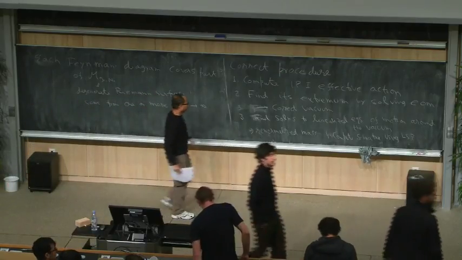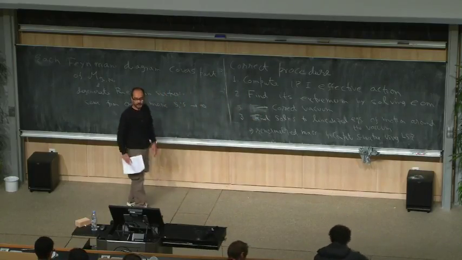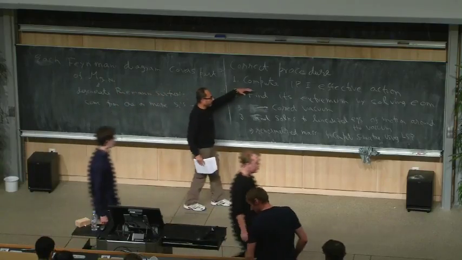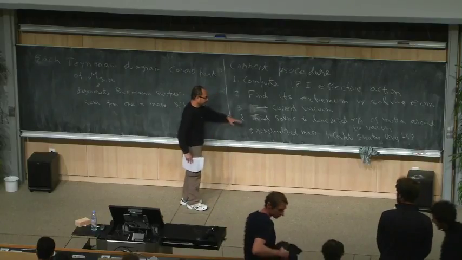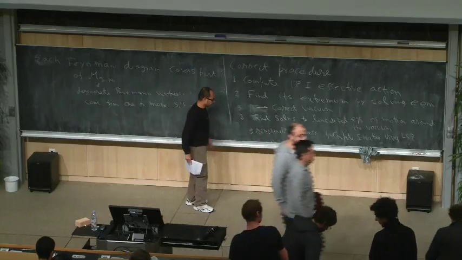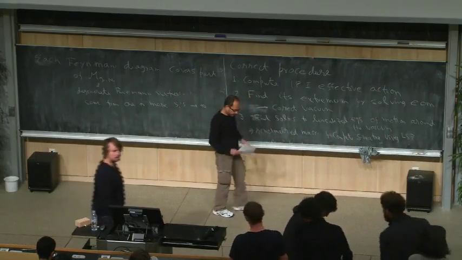Okay. So this is a program that, starting from string field theory action, we have to describe how to compute the 1PI effective action. Then we have to find its extremum. Then find solutions to the linearized equations of motion around the extremum. And then use LSZ to compute the S-matrix.